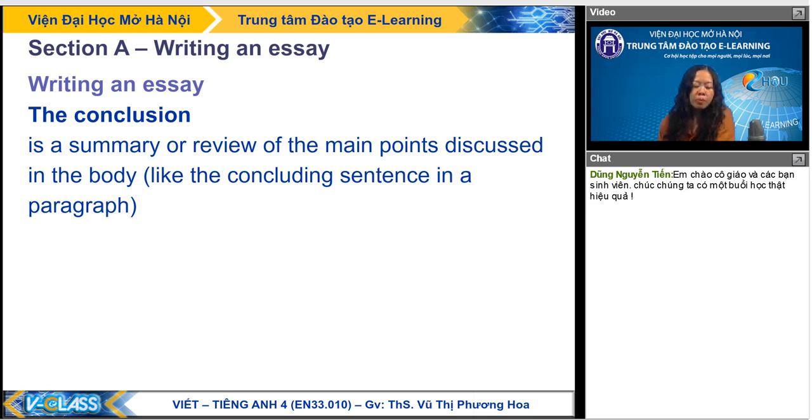And the last part of an essay is the conclusion. Conclusion is a summary or review of the main points discussed in the body, like the concluding sentence in a paragraph.